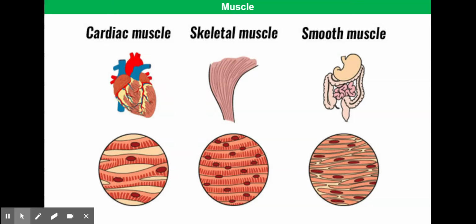This video tutorial is all about the structure of mammalian muscle. We're going to look at involuntary smooth muscle, the cardiac muscle, and then voluntary skeletal muscle. So first of all, the smooth muscle.